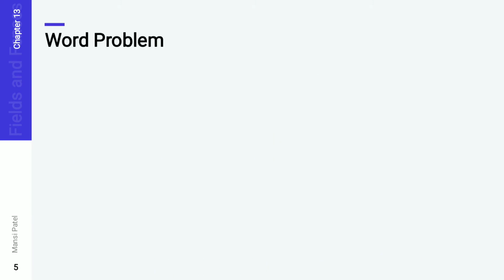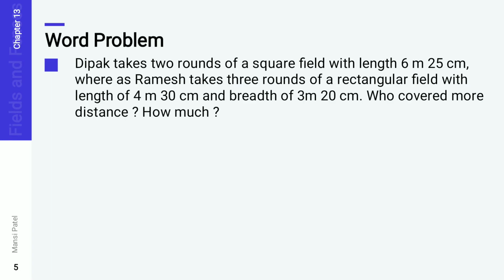Let us see another word problem. Deepak takes 2 rounds of a square field with the length 6 meter and 25 centimeter, whereas Ramesh takes 3 rounds of a rectangle field with the length of 4 meter 30 centimeter and breadth 3 meter 20 centimeter. Who covered more distance and how much?